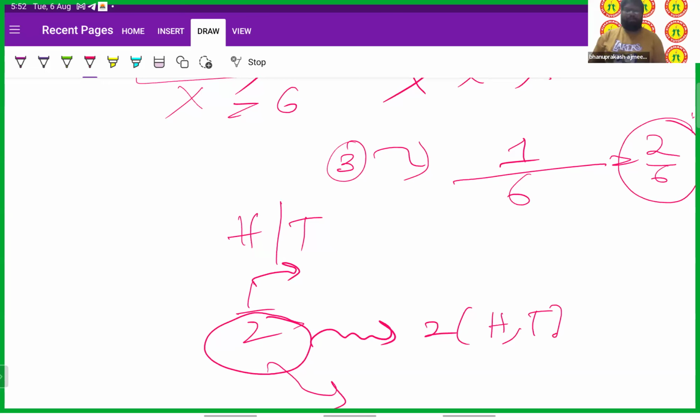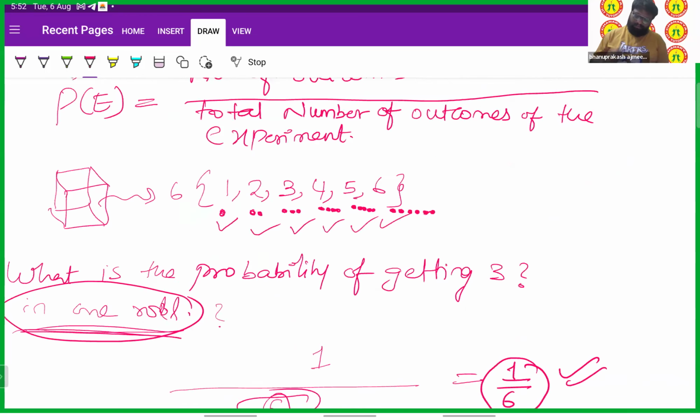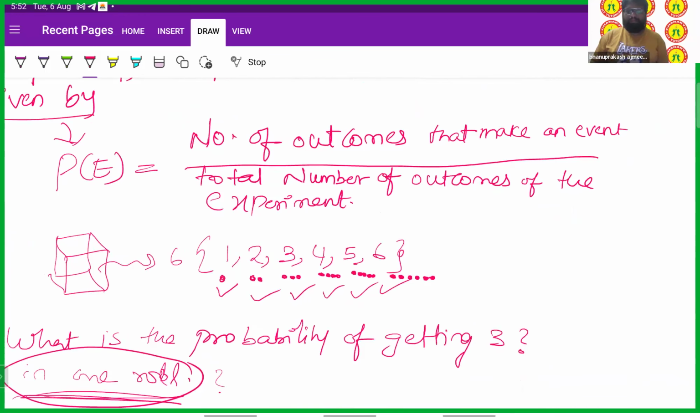Zubair, what is the total number of outcomes of the experiment? I'm not talking about the event. I'm talking about the total number of outcomes of the experiment. Sir, it's 12. Each dice will have 6 faces, so 2 dice, 2 into 6, that is 12.